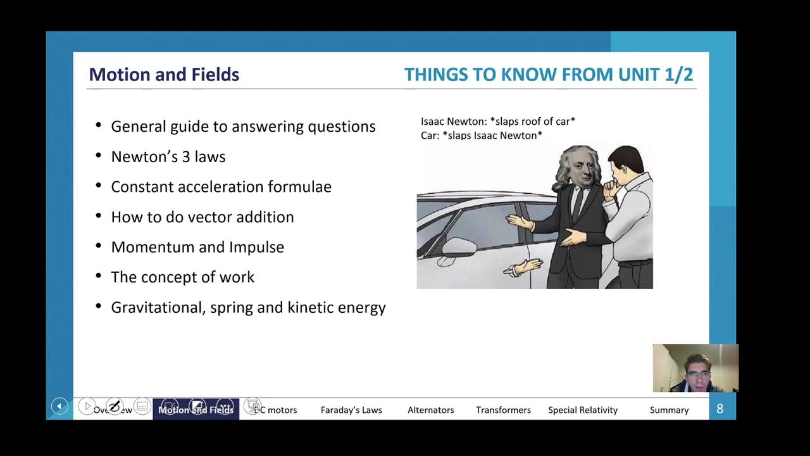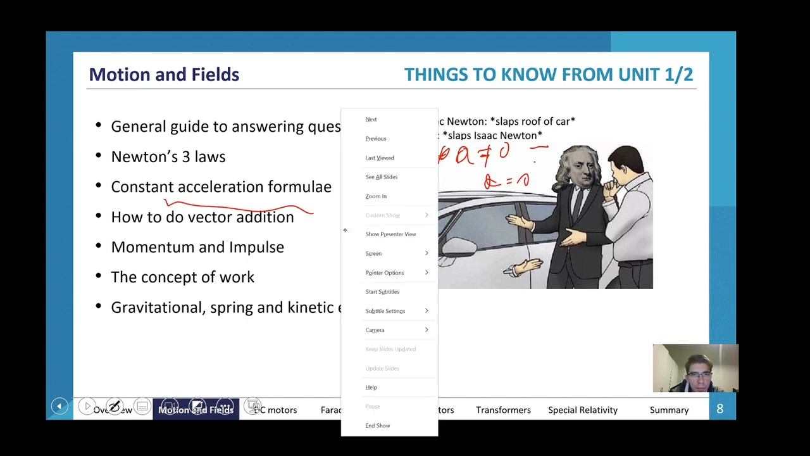Now, Newton's 3 laws of motion is referring to the first, second, and third law. First law says that as long as there is a force being applied on an object, then the acceleration will be different from 0. So if the net force on an object is different from 0, acceleration will also be different from 0. And if an object is traveling at a constant speed or is at rest, then acceleration will equal 0.